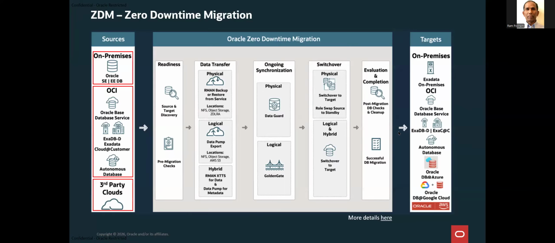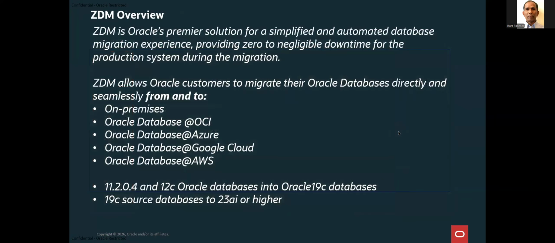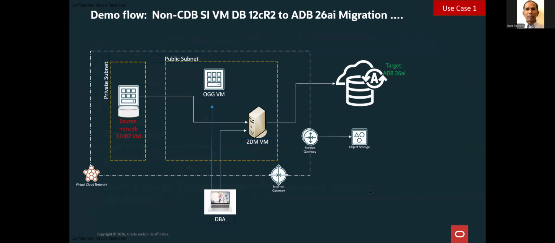All right. So this just gives the summary of what ZDM can do, the same thing that you saw in the previous slide. You can migrate all the way back from 11.2.0.4 and 12c to 19c or 26 AI. So the demos are going to be like this. As I said, there are going to be 3 use cases.